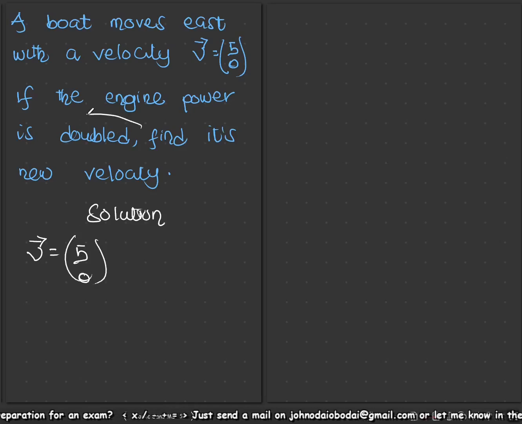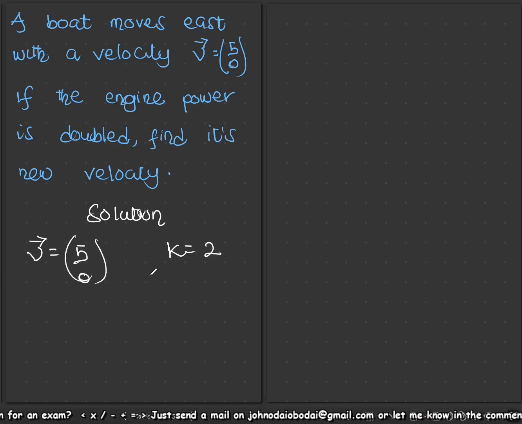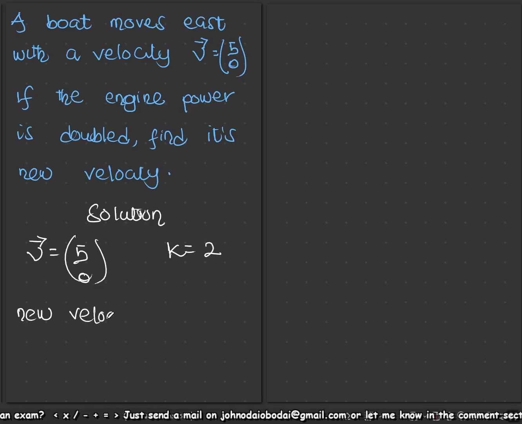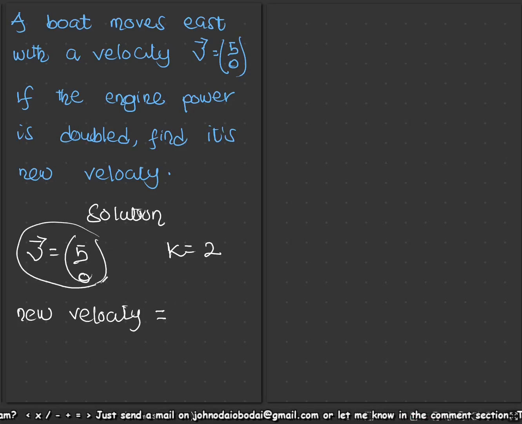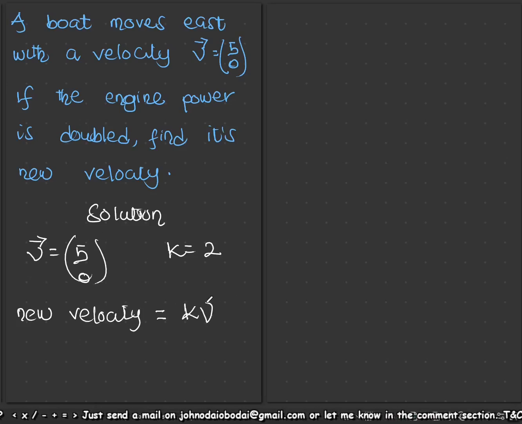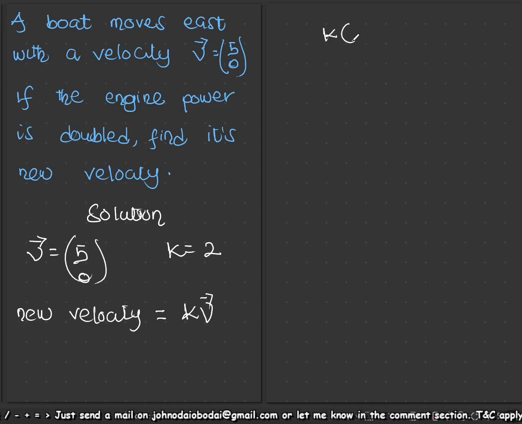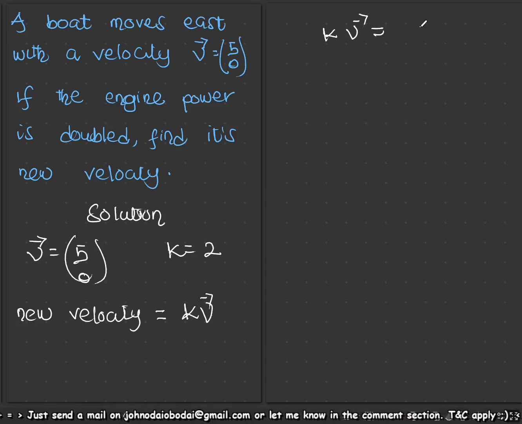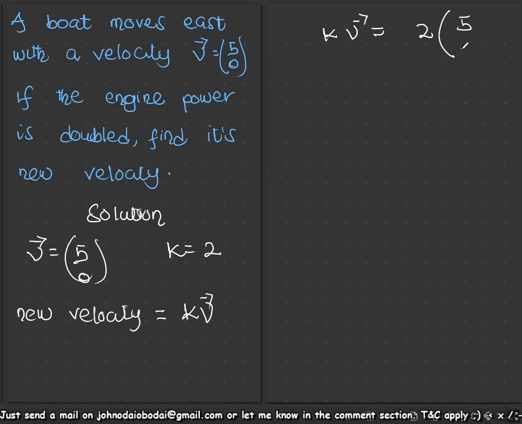The engine power is doubled. This is the scale factor. So our scalar is 2. If you want its new velocity, the new velocity is going to be the scalar that is doubling this old velocity. So kv, and how do we solve it? kv would be equal to our k, which is 2, times the velocity, which is 50.